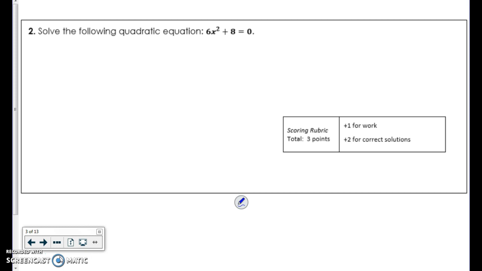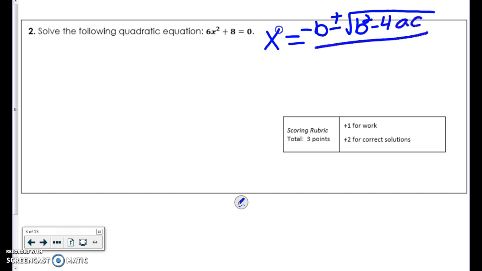So let's review that. That will be x equals negative b plus or minus the square root of b squared minus 4ac, divided by 2a. Okay. Notice that we only have two numbers in here. If I wanted to rewrite this, I could see that I have a 0x in between the 6x squared and the 8.